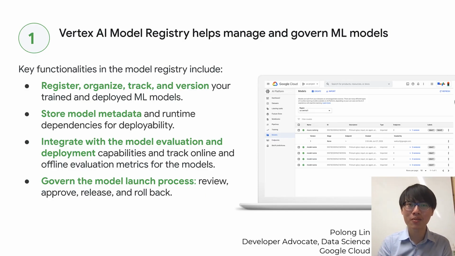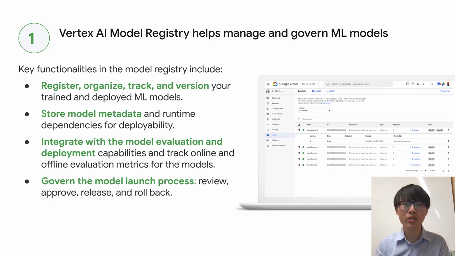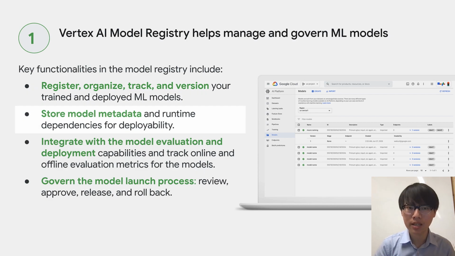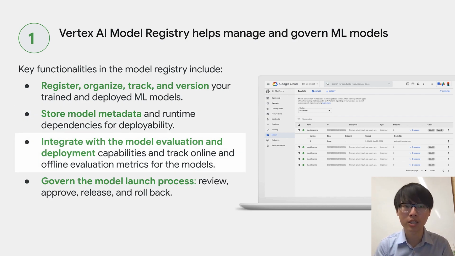All right, so let's talk about Vertex AI Model Registry and what it does exactly. So Vertex AI Model Registry helps you to manage and govern your machine learning models on Google Cloud. So you can register, organize, track, and version your trained and deployed models on Google Cloud. It stores model metadata as well, so you can keep track of your models and some labels and some dependencies with respect to your models that are ready to be deployed or currently deployed. You can also keep track of some of your model evaluation metrics as well from the model registry interface.